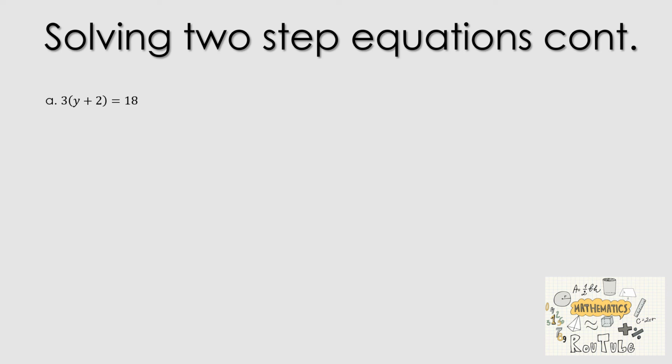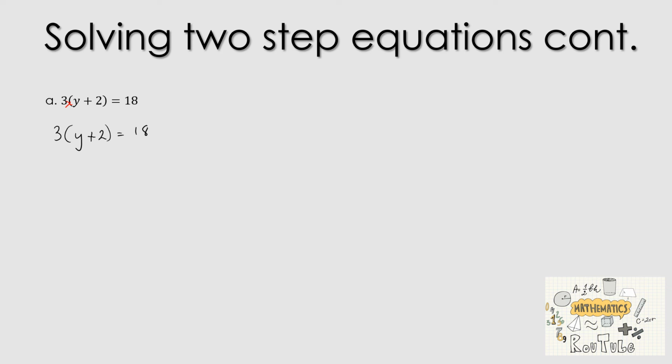3 and then in brackets y plus 2 equals 18. So we're solving for the value of y. What we need to know is between the 3 and the opening of the bracket, there is a multiplication sign, a little multiplication sign in there in red. So 3 is multiplying everything inside the bracket. So we're just going to rewrite that: 3 and then y plus 2 equals 18, and let's close our bracket.